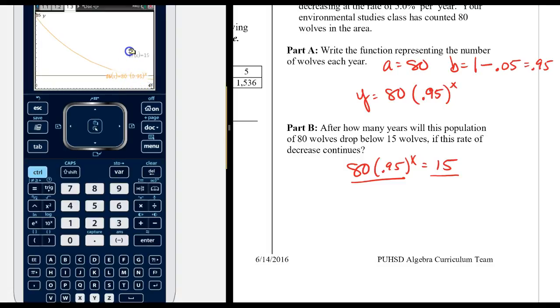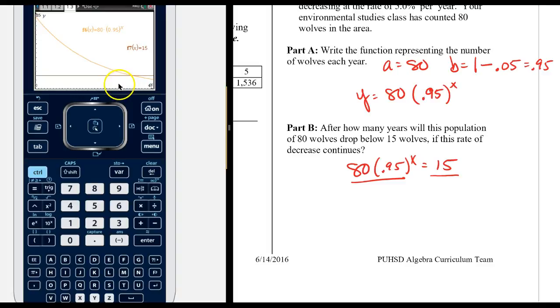Oops, it keeps grabbing the wrong thing. I'm just trying to grab that label, get it out of the way. There it is. All right, so there's my intersection point right there.